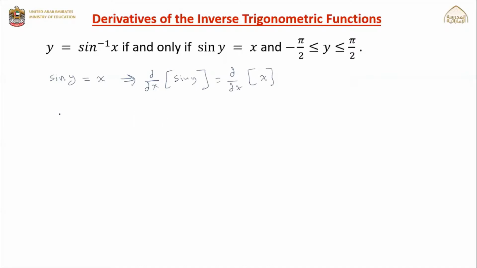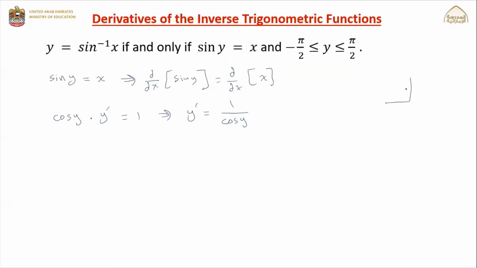Derivative of sine y, it's cosine y times the derivative of the y, because here again I must use chain rule because y it's a function of x, so you must times by y prime, the derivative of the angle y, equal derivative of x, it's 1. So y prime equal 1 over cosine y. Now I must find the value of cosine y.